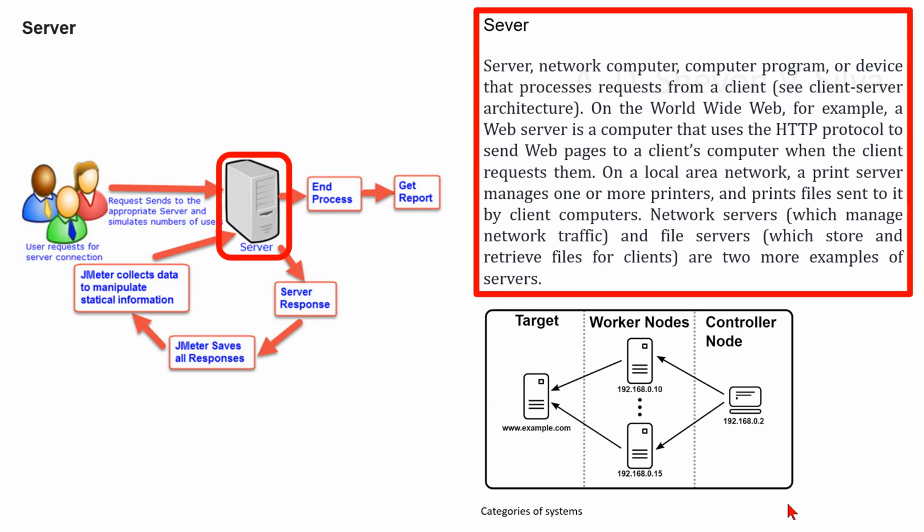Here you can see categories of systems. Controller node: the system running the JMeter GUI, which controls the test. The worker node: the system running the JMeter server, which takes commands from the GUI and sends requests to the target systems. Target: the web server we plan to stress test.